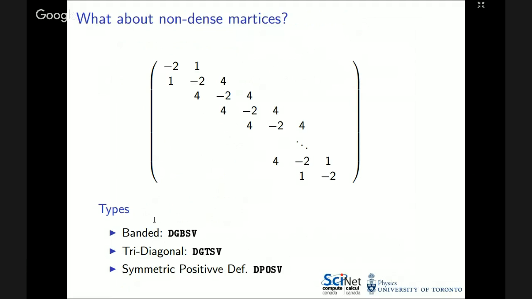So we talk about these sparse matrices or non-dense matrices, like the ones coming from the stencil from a partial differential equation discretization, or any other matrices. So they are also supported. We quickly mentioned them at the beginning. So there are banded, like double general banded solvers, tridiagonal, or symmetric positive definite matrices. Okay, symmetric positive definite is any matrix that has all eigenvalues positive. So those are very common as well.